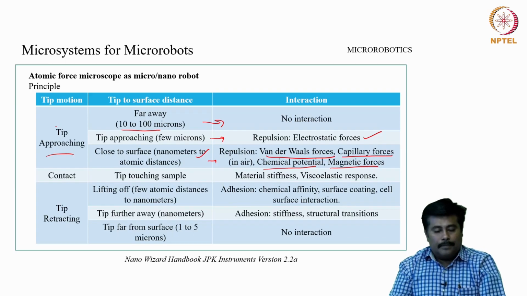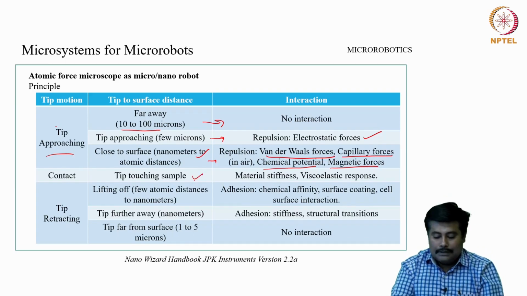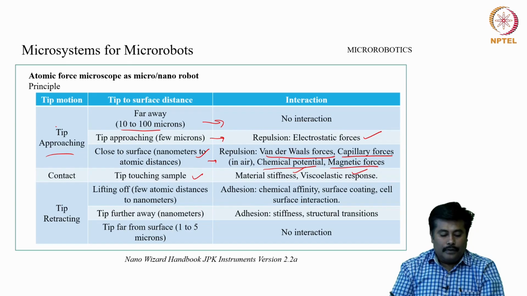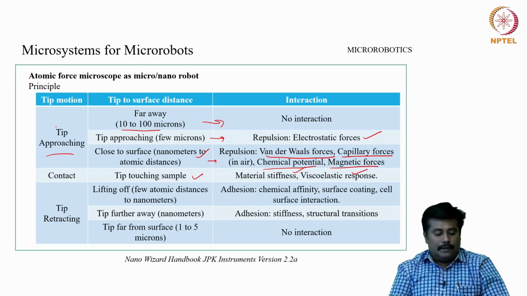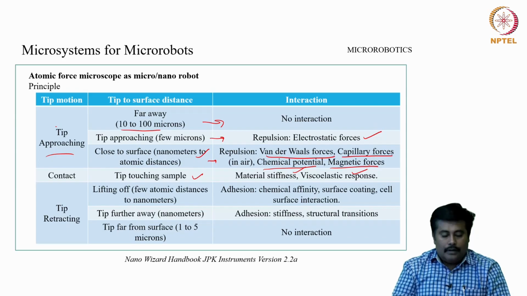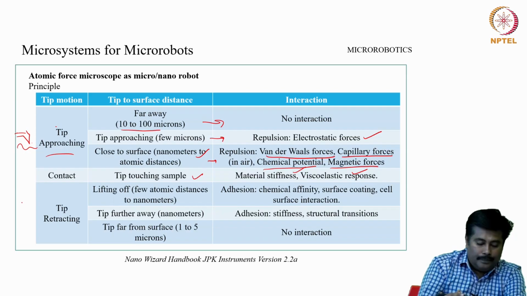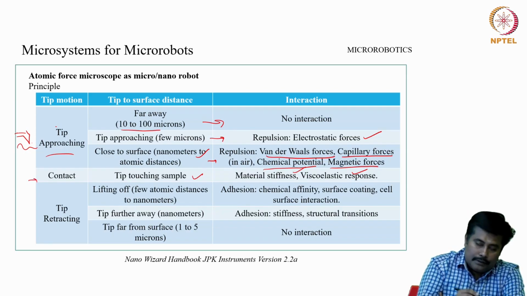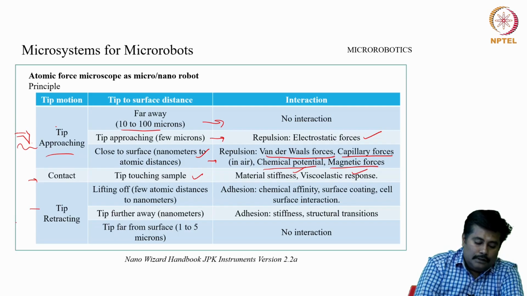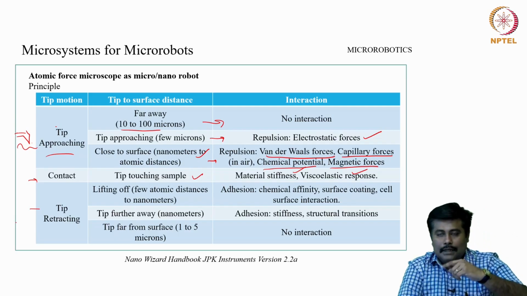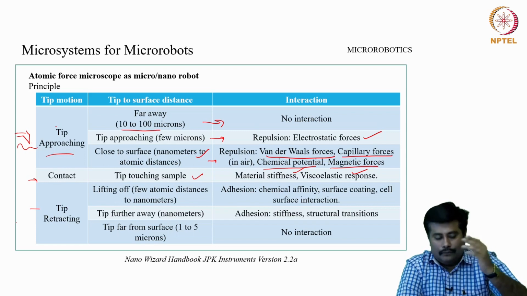Now, with reference to the contact point of view, there is going to be the tip touching the sample, and from the interaction point of view, a material stiffness and a viscoelastic response which exhibits. Now, let us talk about the tip retracting phenomenon. In the case of tip approaching, it is going to be something like this. This is the point at which the tip is in contact with the surface. So, this is the tip retracting phenomenon, that is, there is going to be a waviness which exists because of the movement.